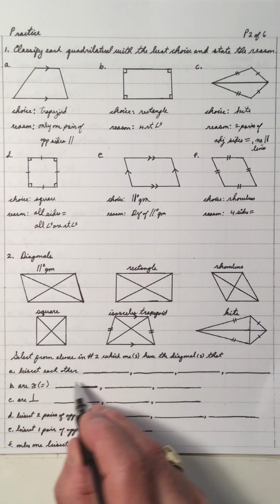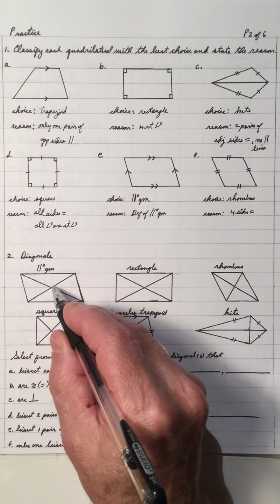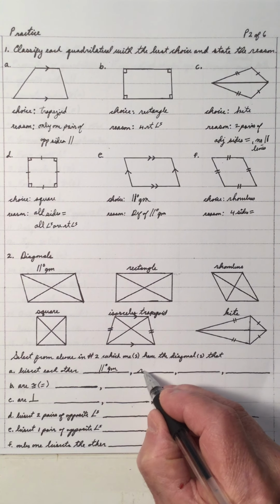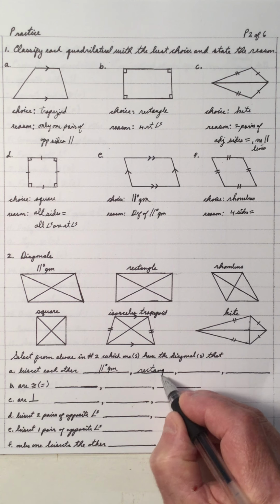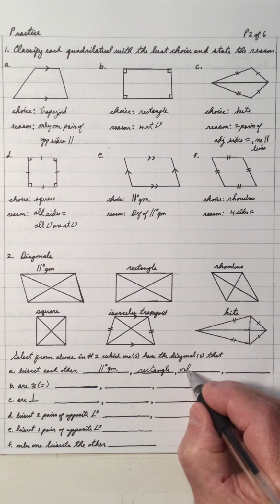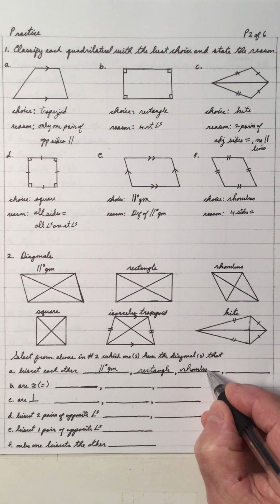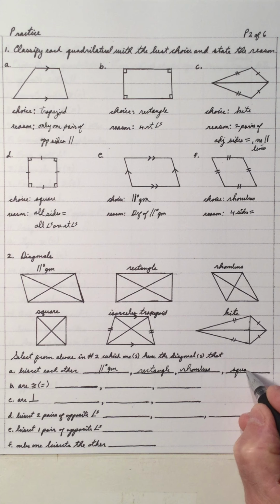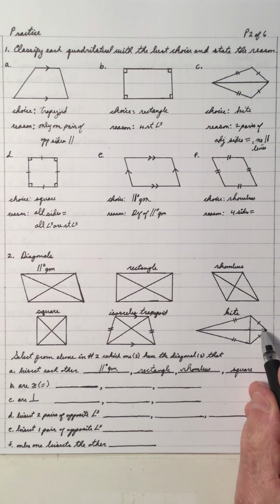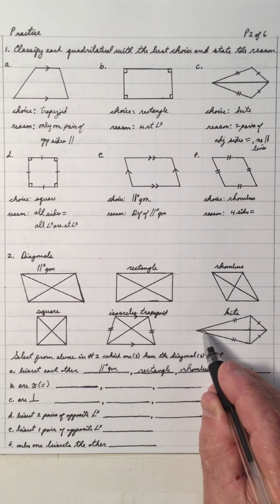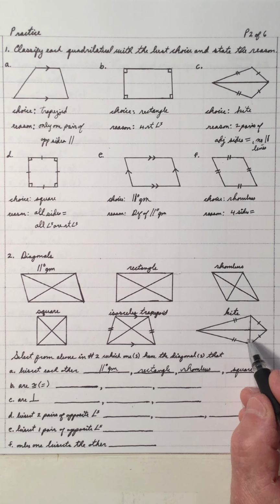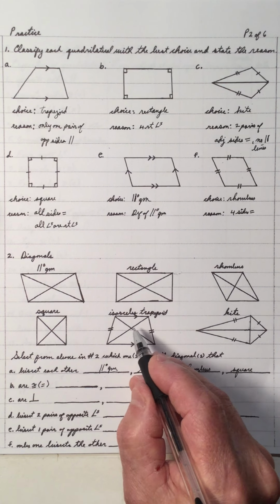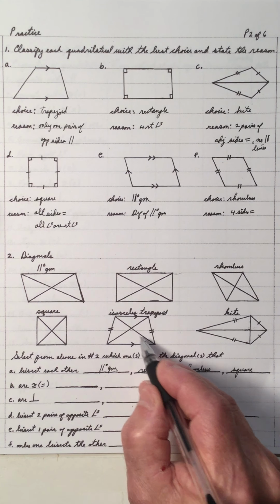Select the ones where the diagonals bisect each other. Diagonals bisect each other in a parallelogram, in a rectangle, in a rhombus, and in a square. In the kite the diagonals don't bisect each other; the long one bisects the short one. And in the isosceles trapezoid, they don't bisect each other. In other words, this part here is not equal to this part.